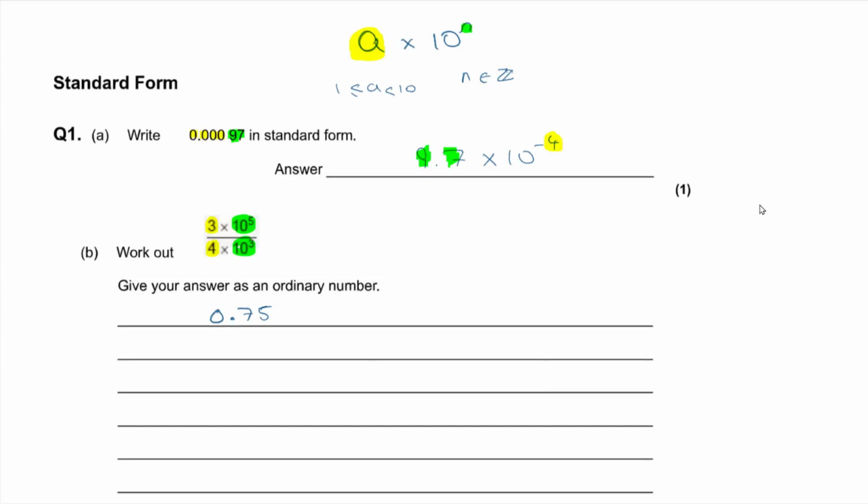Okay, so that's 0.75. And 10 to the 5 divided by 10 to the 3, numbers with the same base, you subtract the indices, don't you? So 5 take away 3 is 2. So I get 0.75 times 10 to the 2.